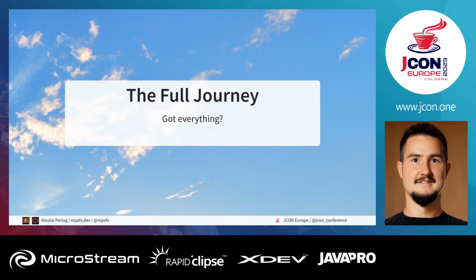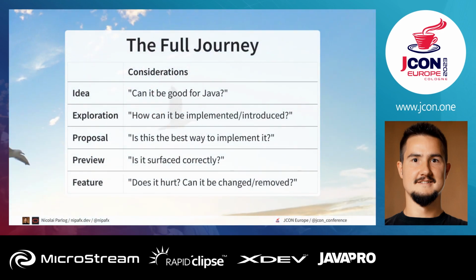Okay, so let's go with the full journey because I'm pretty sure you didn't get everything. So let's rewind. Let's start at the first step of an idea and go through this step by step. When you have an idea, the question is, can this be good for Java? And if you decide yes, and that it looks like it could be feasible, you go into an exploration phase where you try to figure out, is it feasible? How could this be implemented or introduced? And this is where you probably start prototyping, where you have discussion with other people, where you figure out whether it makes sense to invest the time necessary to eventually make it a specific proposal.